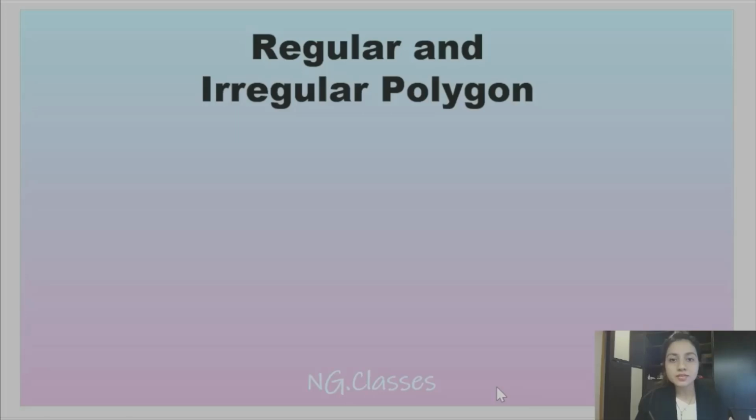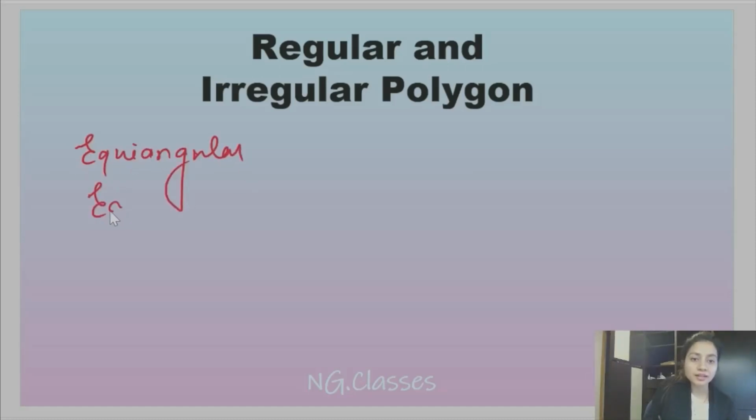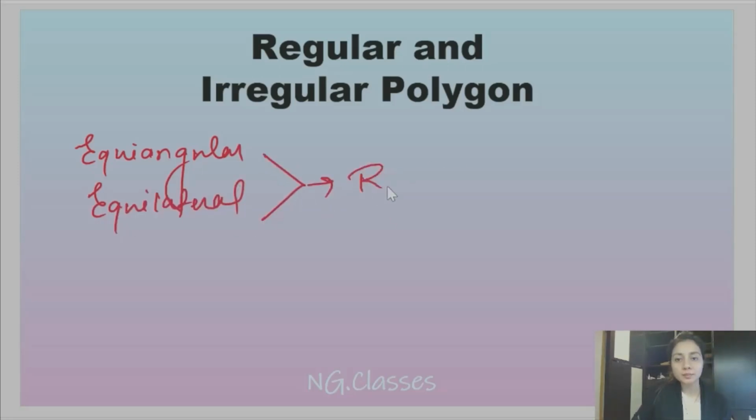Now, what is a regular and irregular polygon? Any polygon which is equiangular as well as equilateral is called a regular polygon. For example, suppose I am taking a square ABCD.